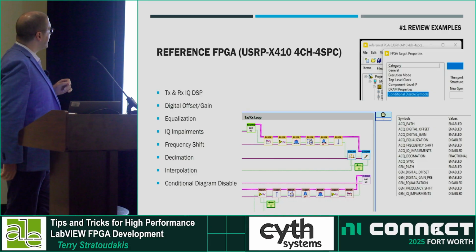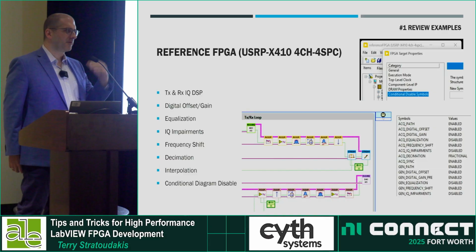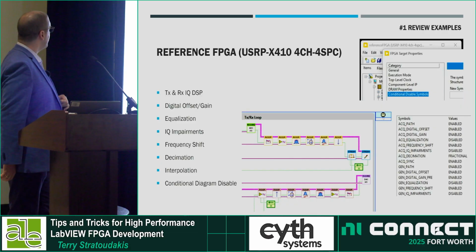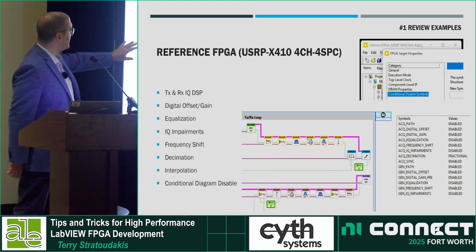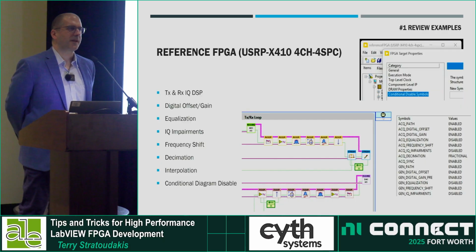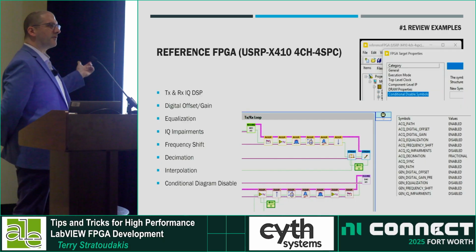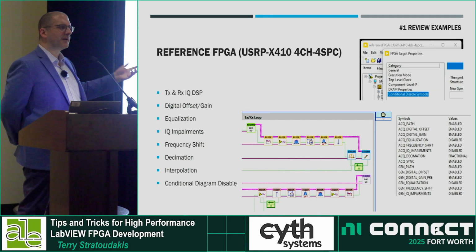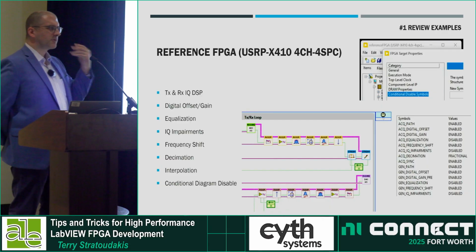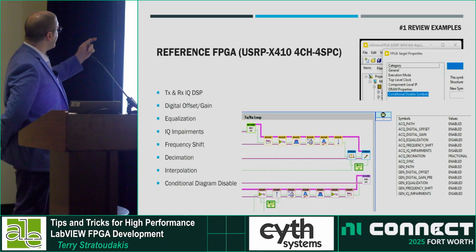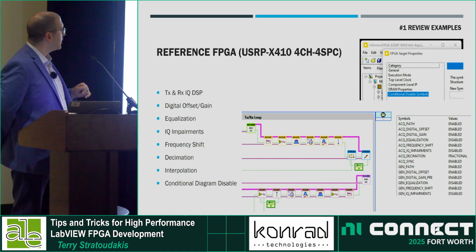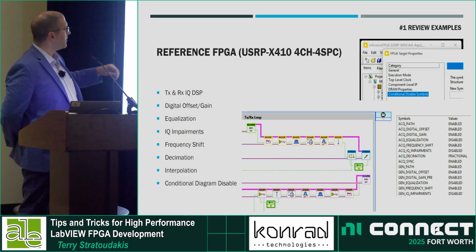The X410 has a DSP, a digital signal processing heavy example, and it has all kinds of really neat things that we'd want to do with IQ data. You could review this example, see how those functions are being used and how they're being connected and so forth. Another thing that's also neat about it, it does use the conditional diagram disable, which you can see on the right over there.